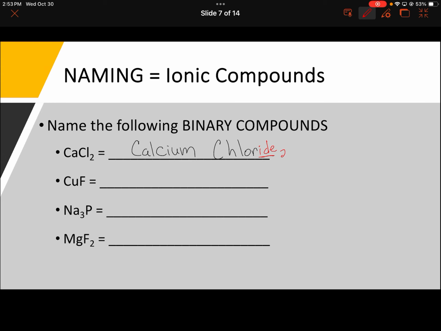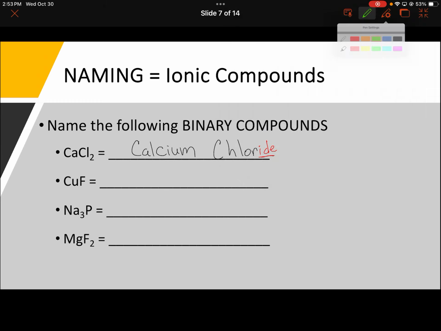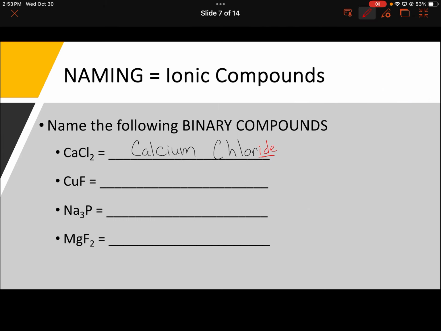So calcium chloride. Sometimes students want to do this. They see the 2 right there, and they want to put the 2 in the answer. That is not correct. So don't put that in the answer. No numbers in the answer, just the words calcium chloride.